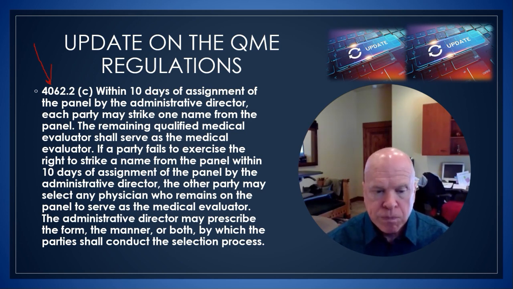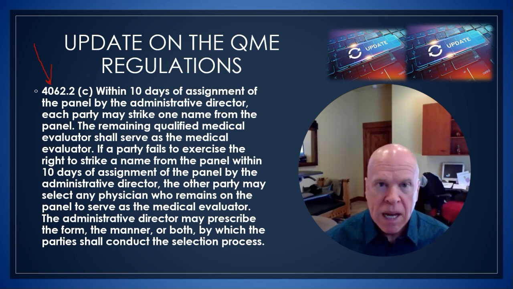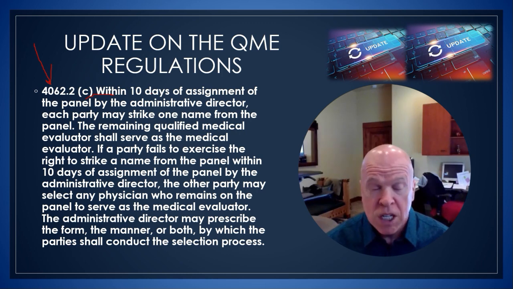It says, and this is very, very important, pay close attention to this: within 10 days of assignment of the panel by the administrative director, each party may strike one name from the panel, within 10 days. So you can imagine that there's a whole strategy as to how to manage this 10 days, with one party anxiously awaiting the 11th day, hoping that the other party may not have exercised their right to strike, correct? You can imagine that this 10 days is a point of great strategy.